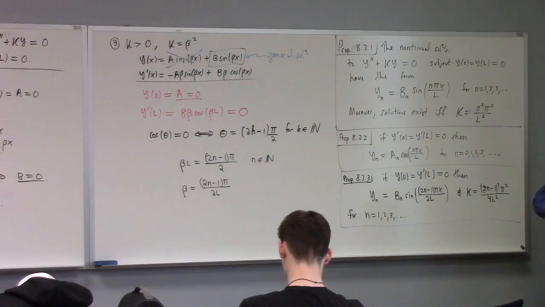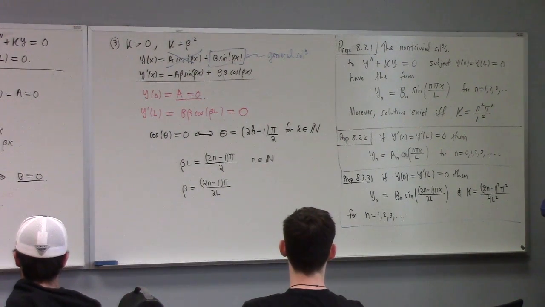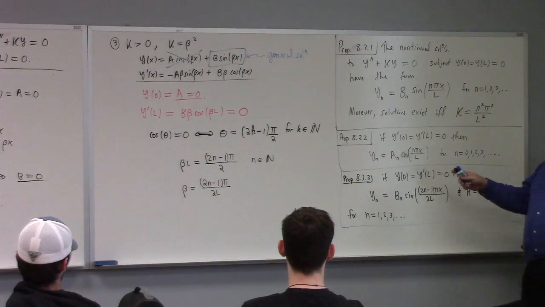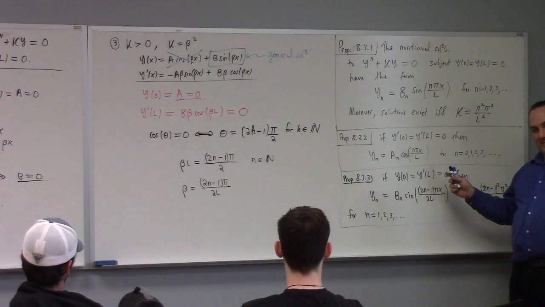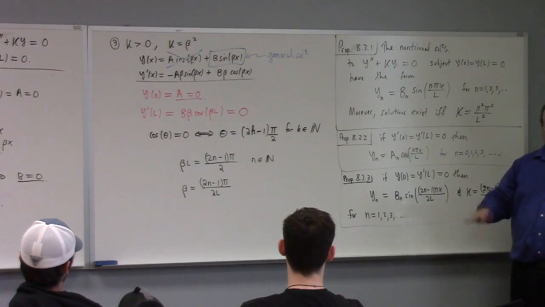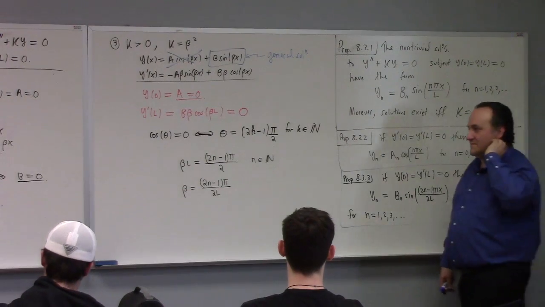So I think you can guess what's going to happen for the next case. We could have y prime of 0 be 0 and y of L be 0, right? And that's in my notes. I'll let you look at it. I'm tired. This is enough, all right? So why are we doing these?